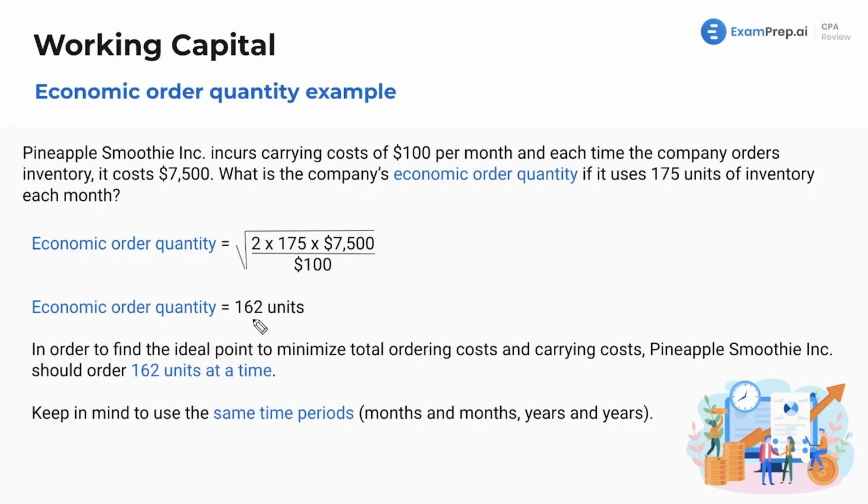This will also tie into safety stock, reorder point, formulas such as those. We'll see those eventually. And just as with this and many other formulas, keep in mind to use the same time periods. So apples to apples, oranges to oranges, pineapples to pineapples. So funny, aren't I? Months to months, years to years. If you're using a semi-annual rate, keep in mind, I know there's no interest rates here, but just always a reminder to keep in mind the time period that you're accounting for.